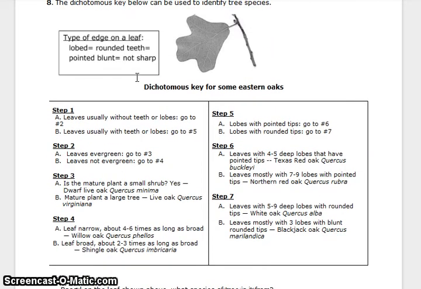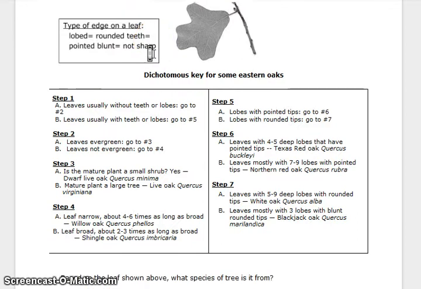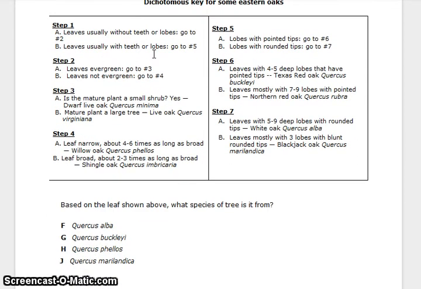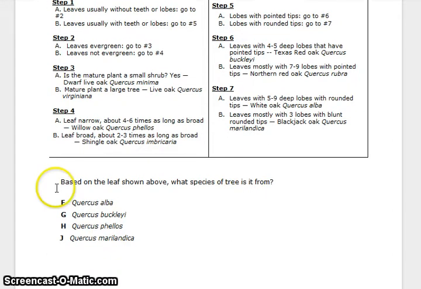Based on the leaf shown above, which has lobed, rounded teeth, pointed blunt, not sharp. Based on that, which species of tree is it from? F. Quercus alba. G. Quercus buckleyi. H. Quercus phellos. J. Quercus marilandica.